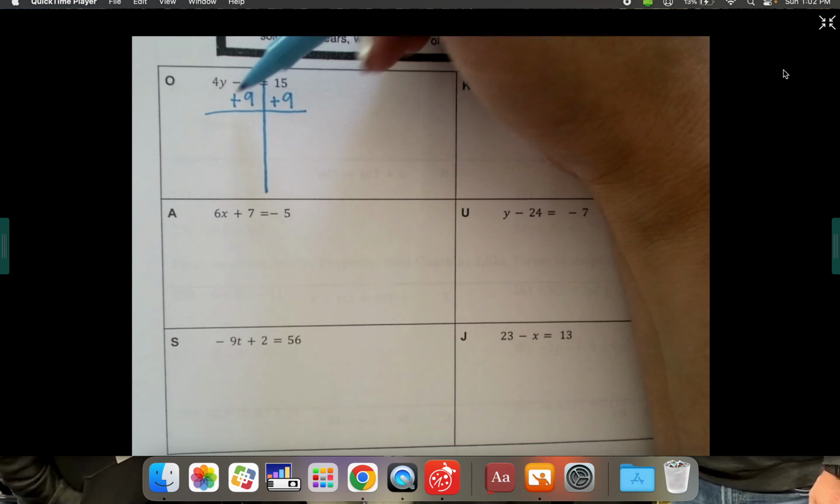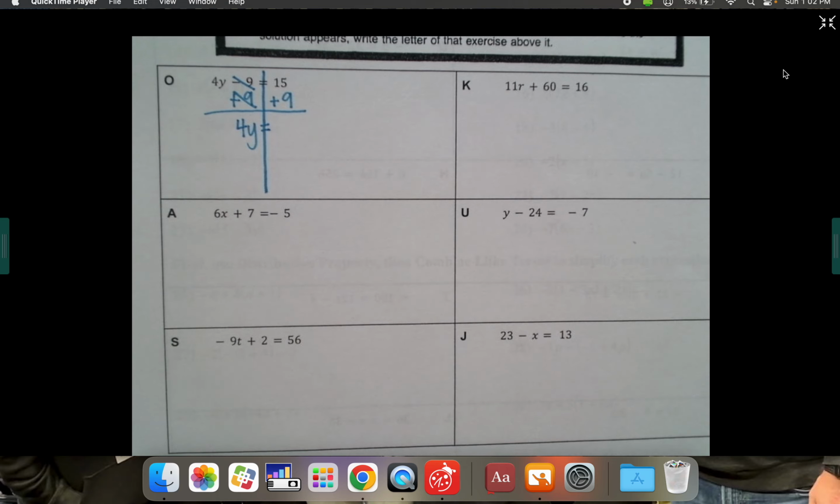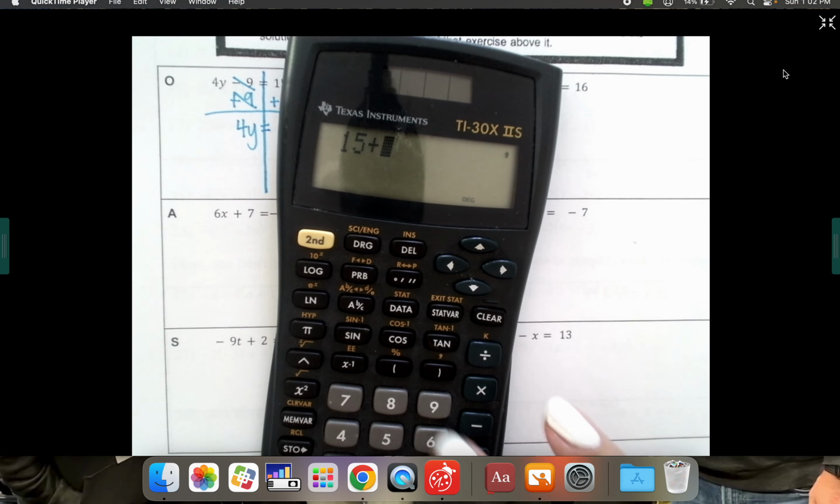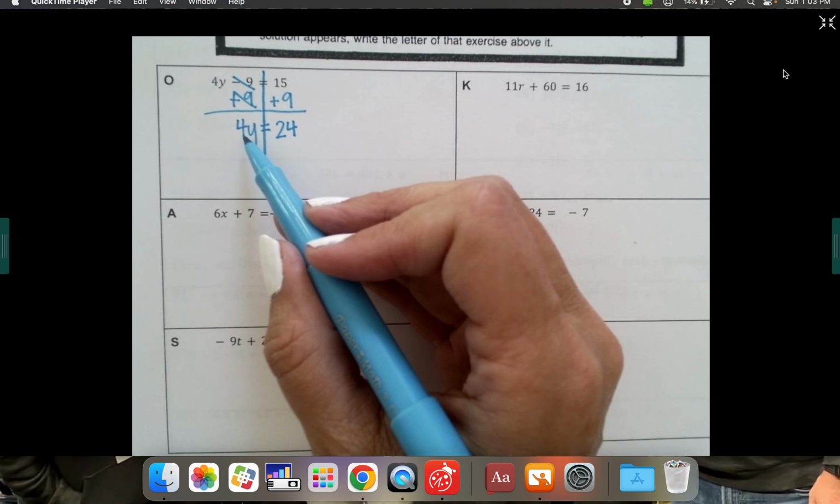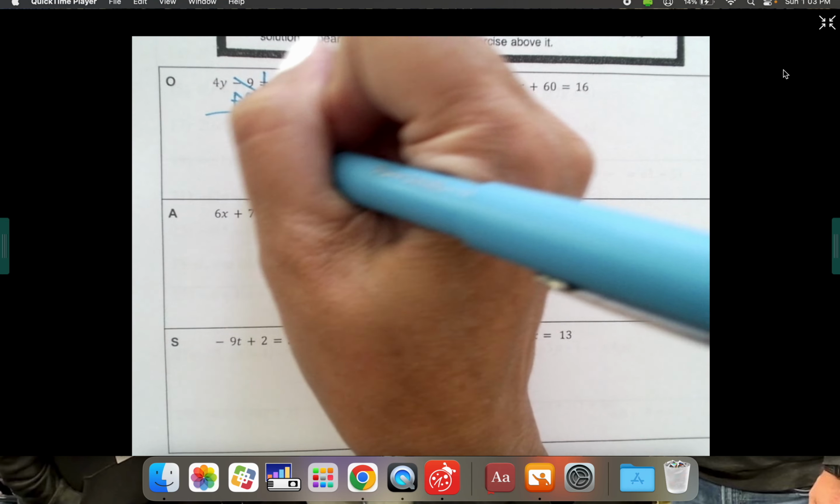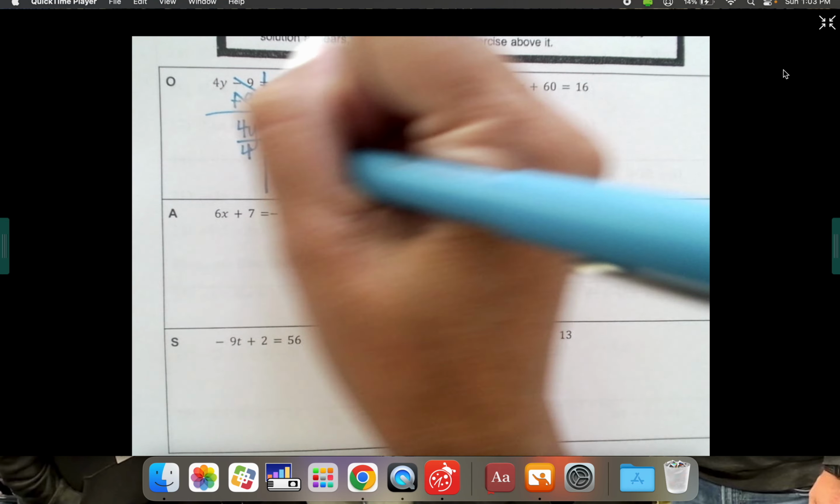Bring down your 4y, because that's the only thing we have left on the left side. On the right side, you're going to use your calculator and do 15 plus 9, which is 24. And then in the very last step, y is almost by itself. Right now it's being multiplied by 4. So you are going to divide by 4 on both sides because that's the opposite of multiply. Go ahead and show me cancel, cancel, because if y is being both multiplied and divided by 4, they would cancel each other out and leave y by itself.